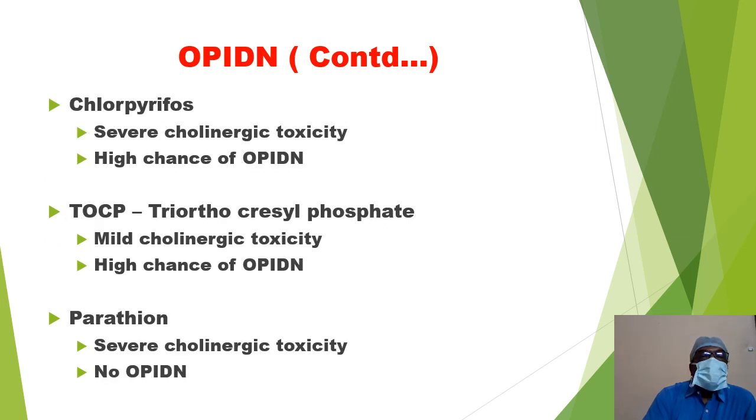For example, chlorpyrifos has severe cholinergic toxicity, but a high chance of organophosphorus induced delayed neuropathy. Coming to triorthocresyl phosphate, it has only mild cholinergic toxicity, but a high chance of OPIDN. Coming to parathion, it has severe cholinergic toxicity, but no risk of OPIDN.